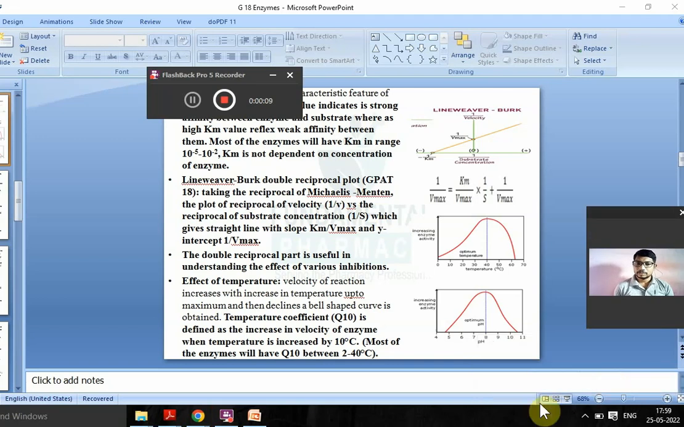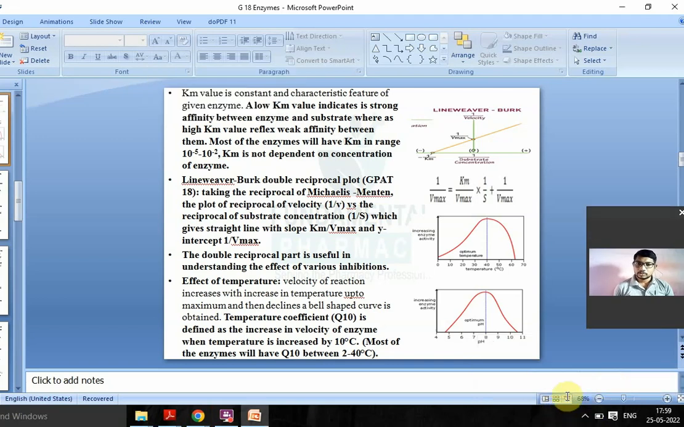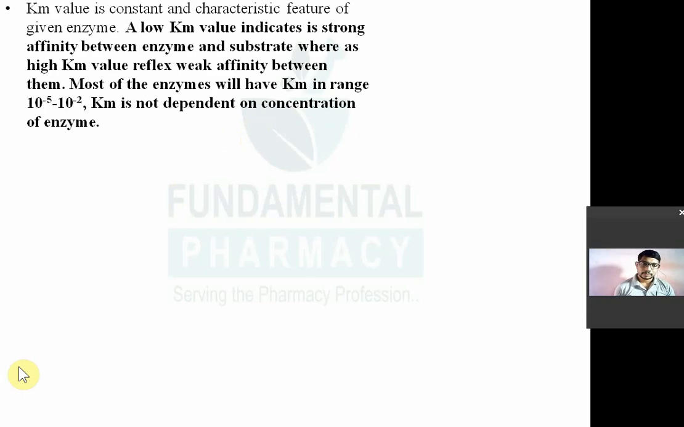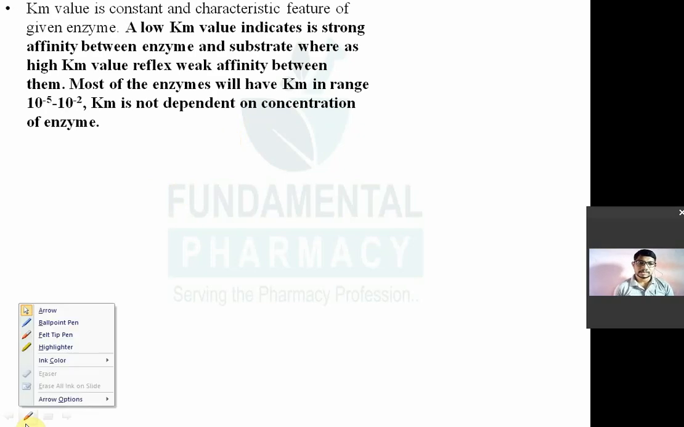We'll resume from the last point. Now we have seen what is meant by Km. Km is nothing but the substrate concentration required to produce half of maximum velocity, and it is a specific characteristic of a particular enzyme. It is a specific characteristic.